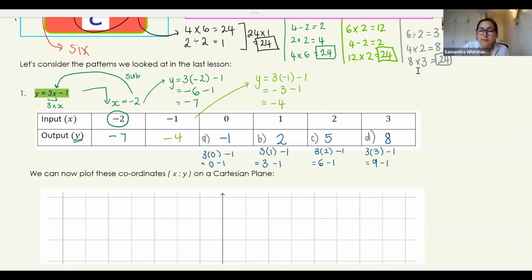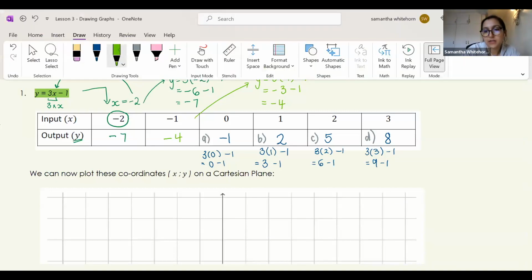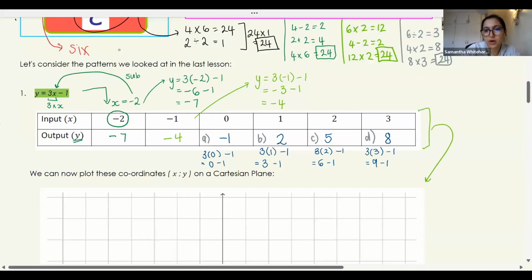All right, well done. So guys, what we have here is essentially what we have been doing. We've been doing this now for weeks. Hopefully this is nothing new. What is new is we now want to translate all of this information that we've got over here in our table, and we want to now draw a graph.